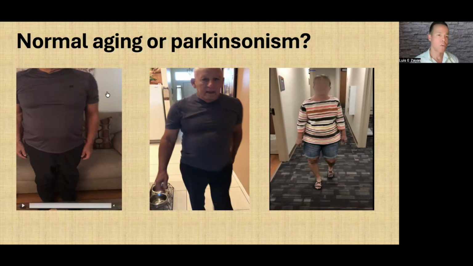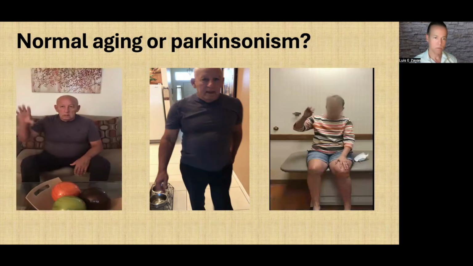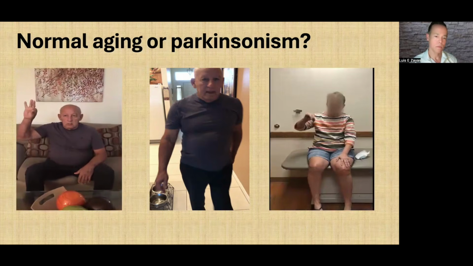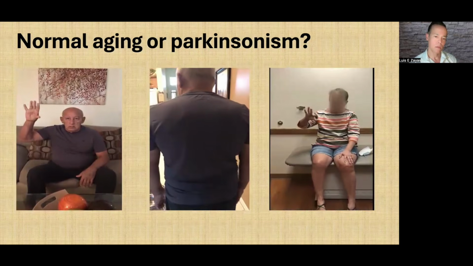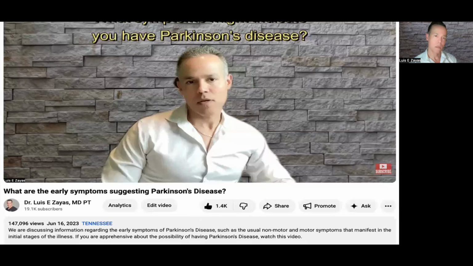So this is normal aging, right? And a patient with Parkinson's disease. Very classic. With 2 fingers. Now, if you want to know more about early symptoms suggesting Parkinson's disease, watch this video. Okay, this video will tell you what to look for: motor and non-motor.